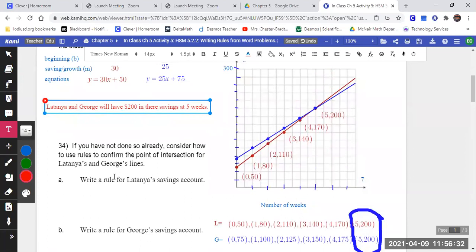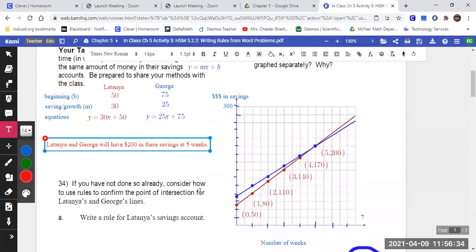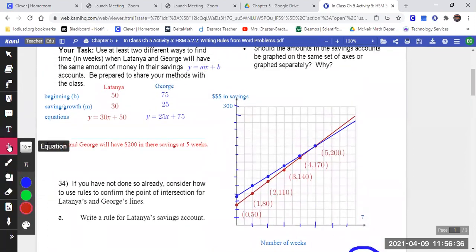Okay. So it says if you haven't done so already, make the equations. Did we make the equations? Heck yeah, we did. So I'm going to just copy and paste what I already did. I'm not going to make a new one. I don't need to make a new one. I have one already. Okay, so I'm going to copy what I did for Latanya down to Latanya's rule because we already made that rule. That's how we got our table of values.